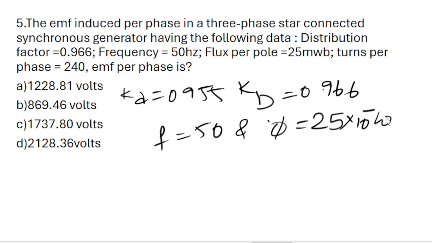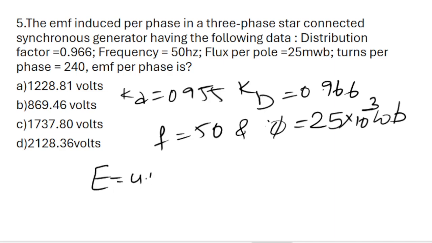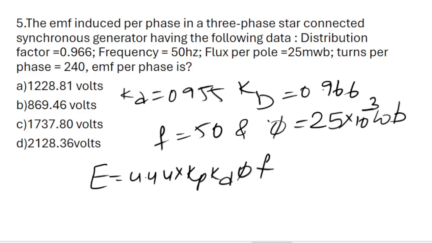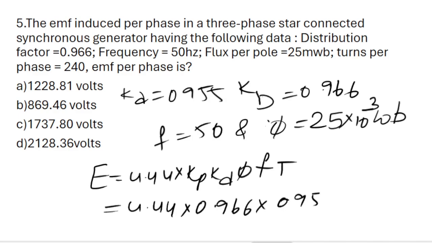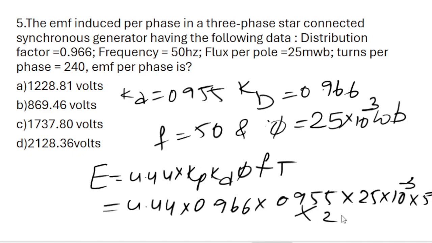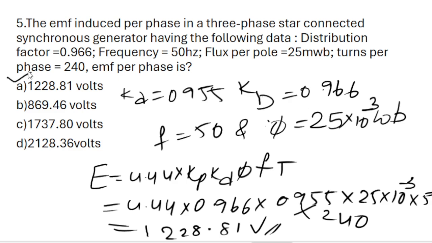So the EMF induced in a synchronous machine is E is equal to 4.44 Kp Kd phi f T. Substitute all these values into the EMF equation, we get E is equal to 4.44 into 0.966 into 0.955 into 25 into 10 to the power of minus 3 into 50 into 240. Multiplying all these values, we get E is equal to 1228.81 volts. For this question, option A is the correct one.